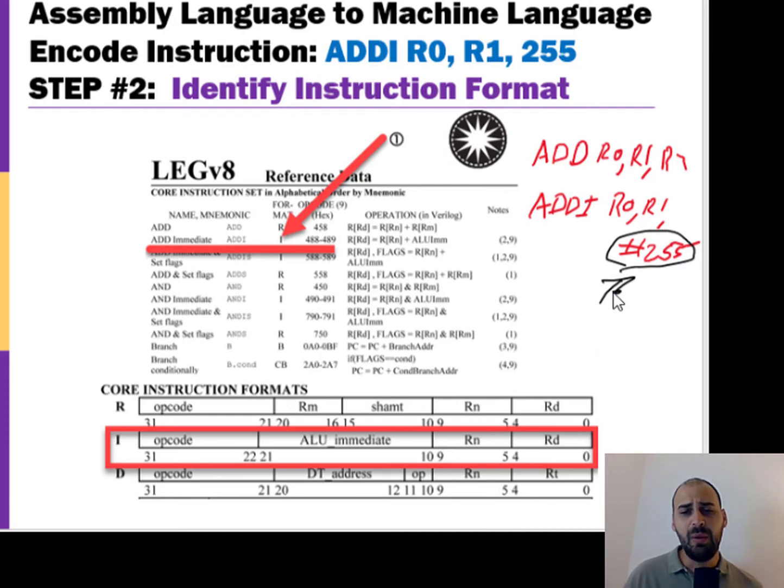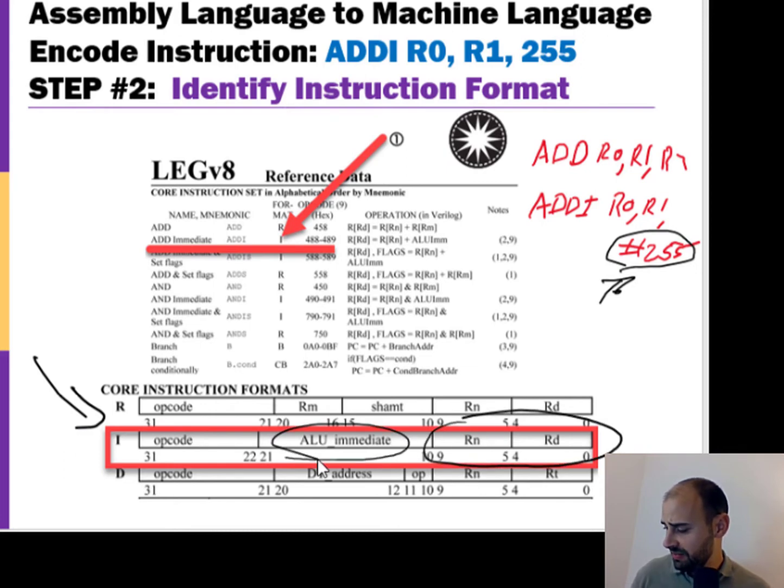Okay, and we could see that represented when we look down here at these core instruction formats. Right, we could see that it's represented that way. Okay, we've got two registers that we're storing. Okay, and we're storing the immediate field. Right, we could see how many bits are available.